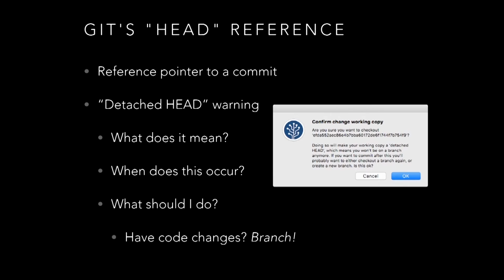I want to make a very quick reference to Git's head reference. It is a reference pointer to a commit. Why would I mention this? Why do you care? Because you'll see this. You'll run into this, and you'll say, oh, detached head. That sounds really bad. I don't know about you, but I don't want to lose my head.